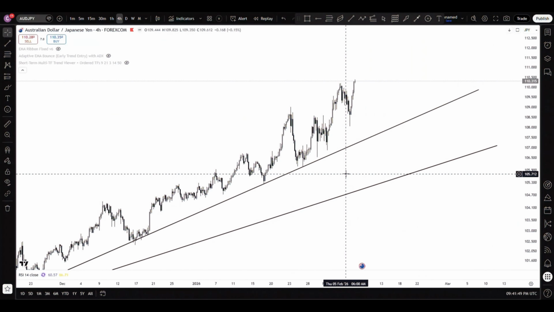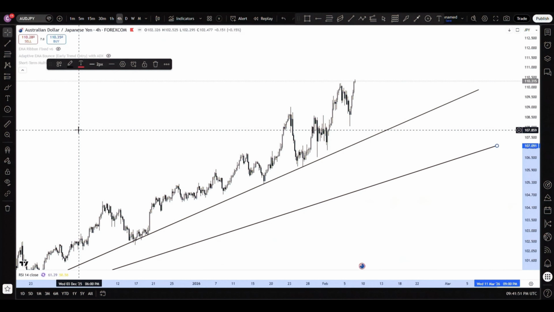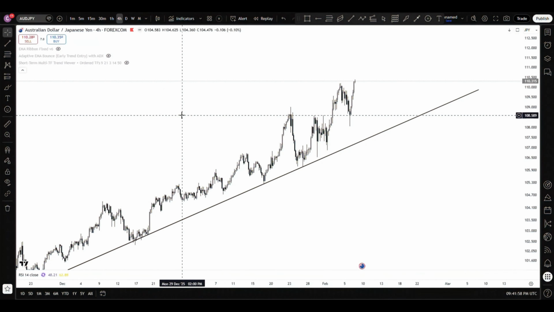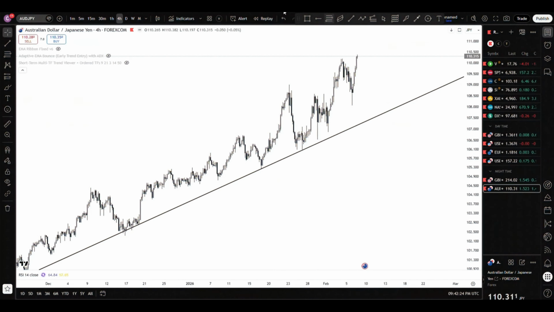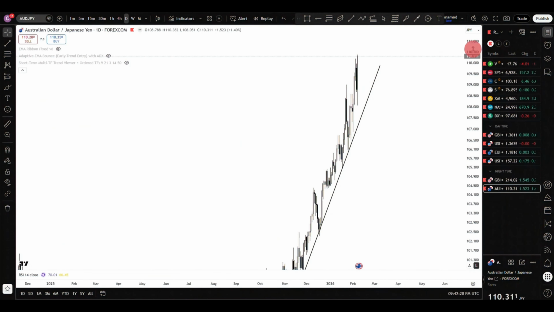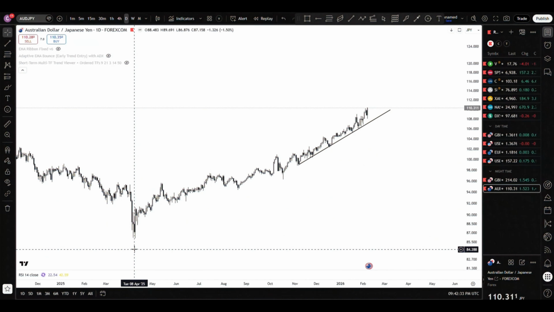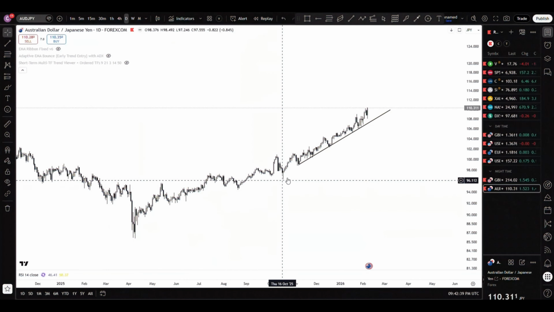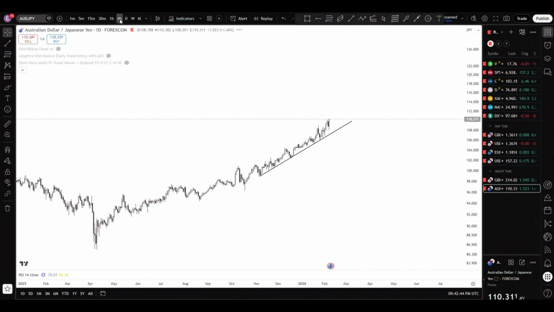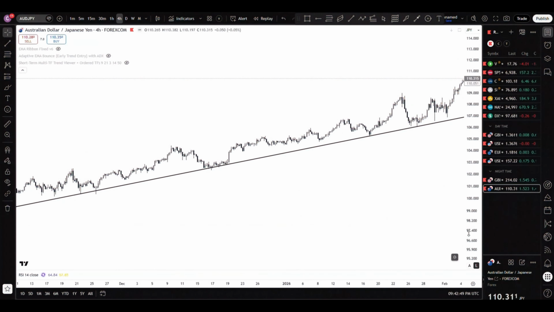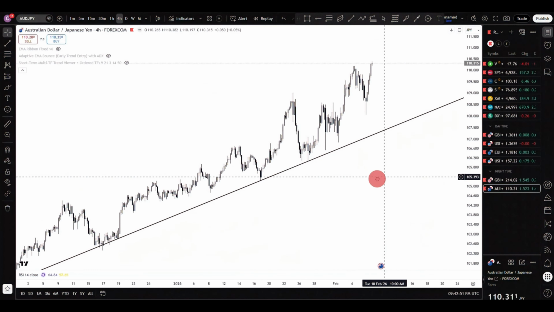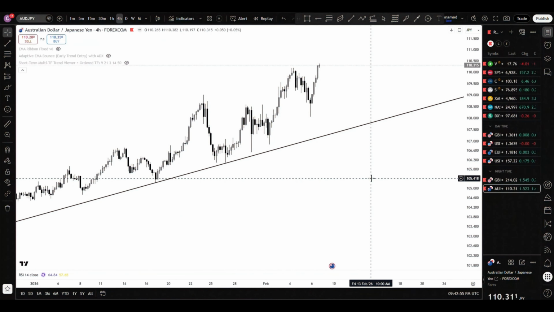So in the case of this video, we're going to do something different and we'll be looking at the currency pair Australian dollar versus the Japanese yen. In this particular case, we have a ridiculous uptrend. This uptrend started all the way back in April of 2025 last year, and it's been moving to the upside ever since. This is something you would want to capitalize off of, and I'm going to try my best to show you how you can do that.